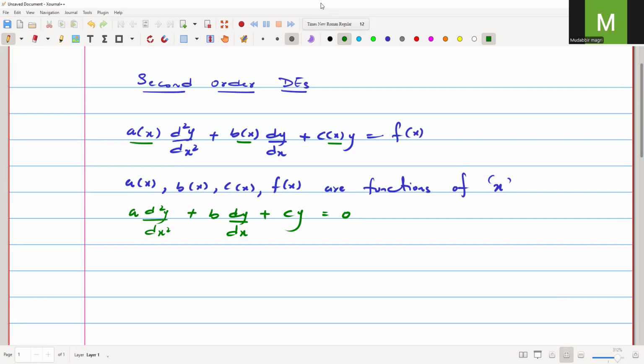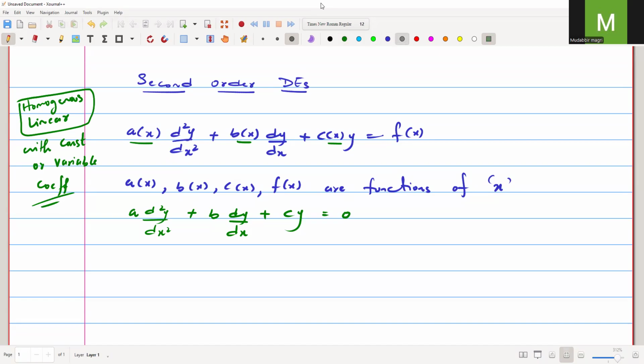So we may have an equation that is homogeneous and linear, homogeneous with constant or variable coefficients. For now we are only dealing with equations with constant coefficients, and later on in this subject we will also talk about the equations with variable coefficients, right?